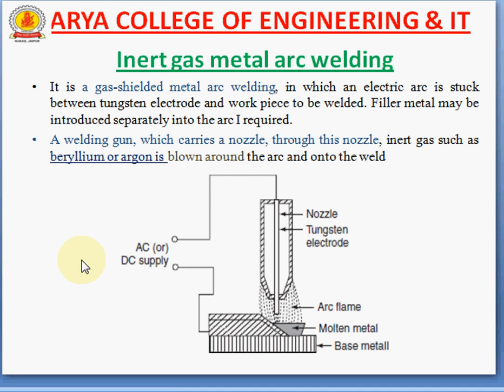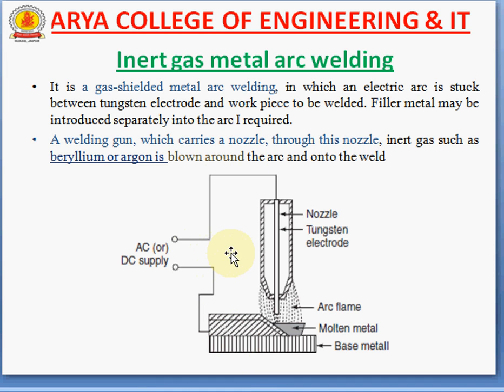Now the next type of electrical arc welding is inert gas metal arc welding. We can see this diagram. In inert gas metal arc welding, there is an electrode, a tungsten electrode, and there is a nozzle. The electrode is connected to an AC supply or a DC supply. Either AC or DC can be used in this method. There is the base metal. One terminal of the supply is connected directly to the electrode and the other terminal is connected to the molten metal.